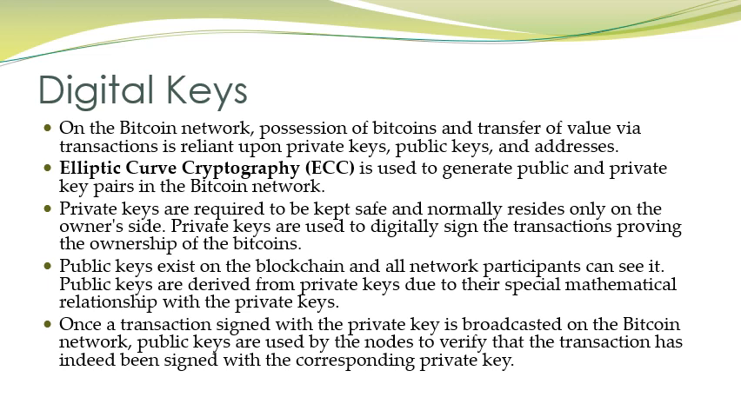Private keys are used to digitally sign the transactions, proving the ownership of the Bitcoins. Public keys exist on the blockchain, and all network participants can see the public key. Public keys are derived from the private keys due to their special mathematical relationship, and they are determined by using mathematical functions.